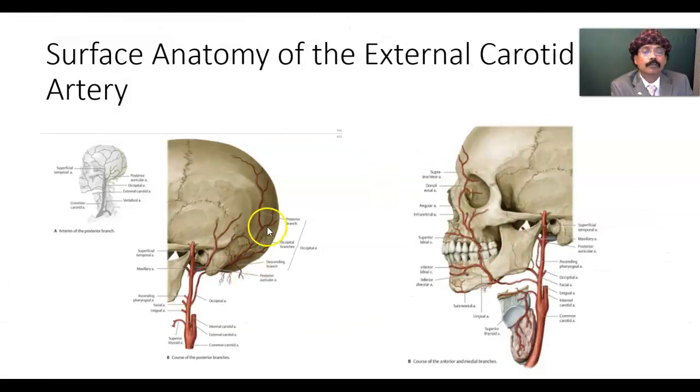We got the points. Now we'll find out how we can draw the external carotid artery. The first point is at the level of the thyroid cartilage. The thyroid cartilage is here. This is the thyroid prominence or laryngeal prominence, the superior border of the thyroid cartilage. At this level we'll get the first point here.